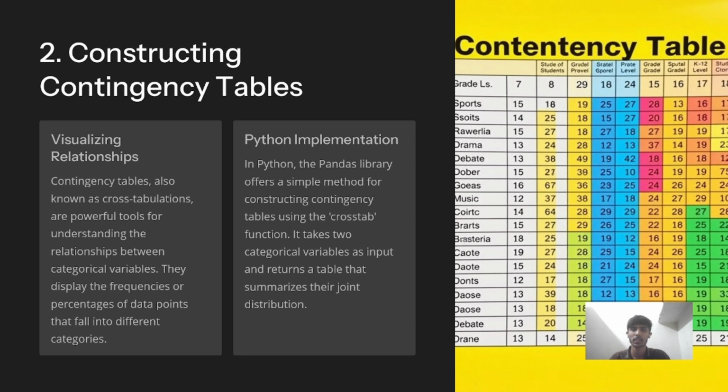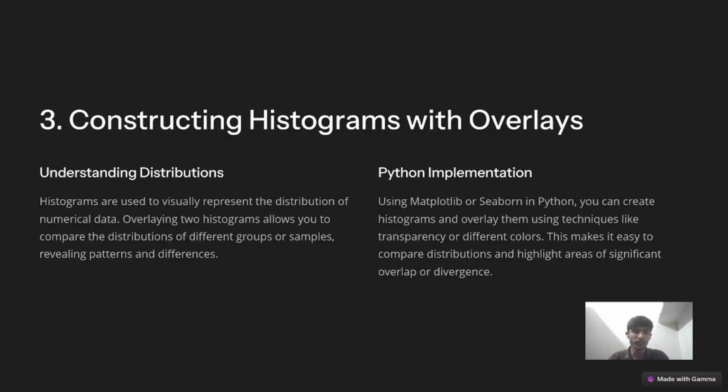Python implementation. In Python, the pandas library offers a simple method for constructing a contingency table using the crosstab function. It takes two categorical variables as input and returns a table that summarizes their joint distribution.